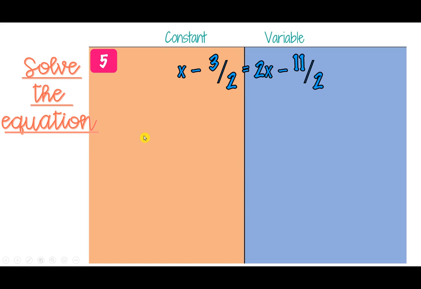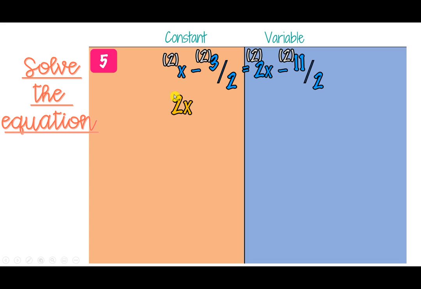Last example, good old fractions. x minus 3 halves is equal to 2x minus 11 halves. Y'all know my thing with fractions. I want to go ahead and get rid of them. The only way I can get rid of them is by multiplying them by the common denominator. What is the common denominator between these 4 terms? It's 2. So I can multiply every single term by 2.